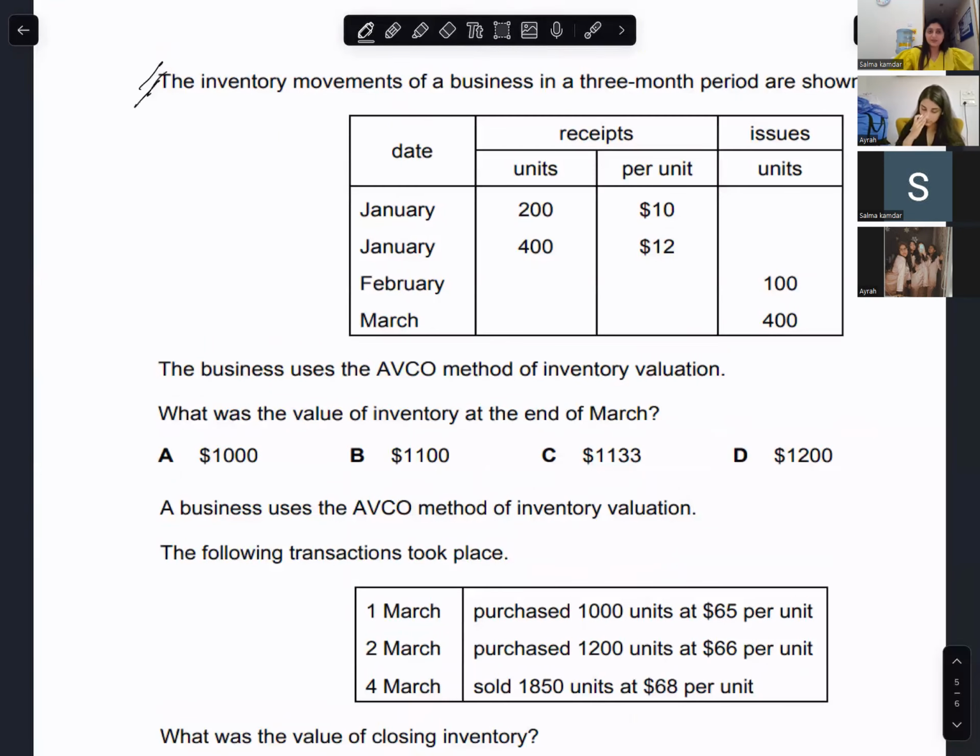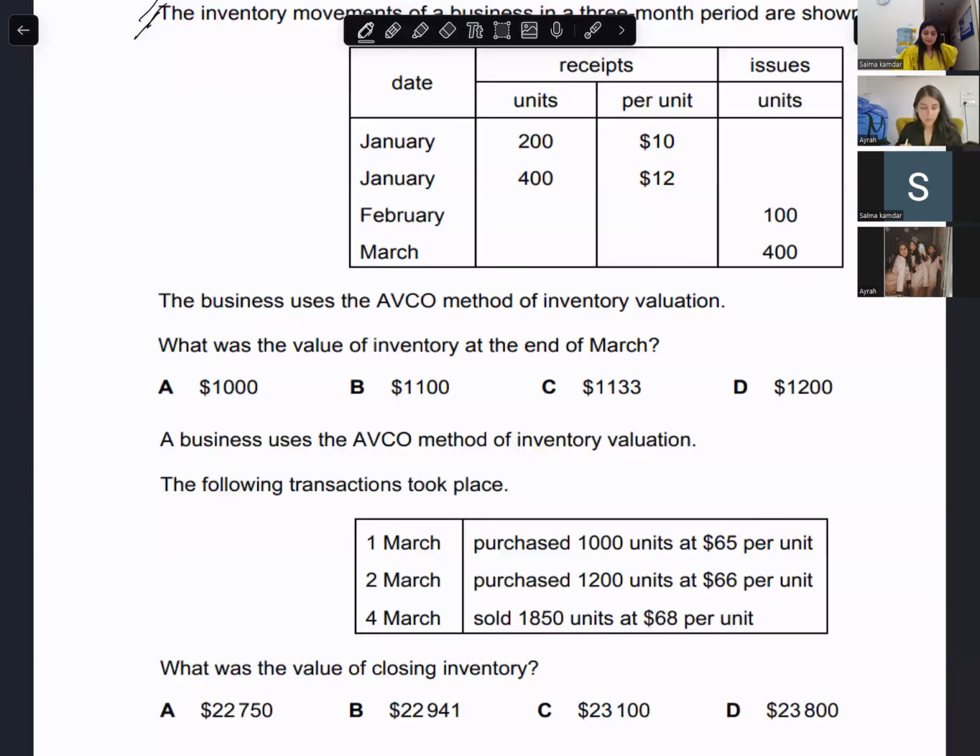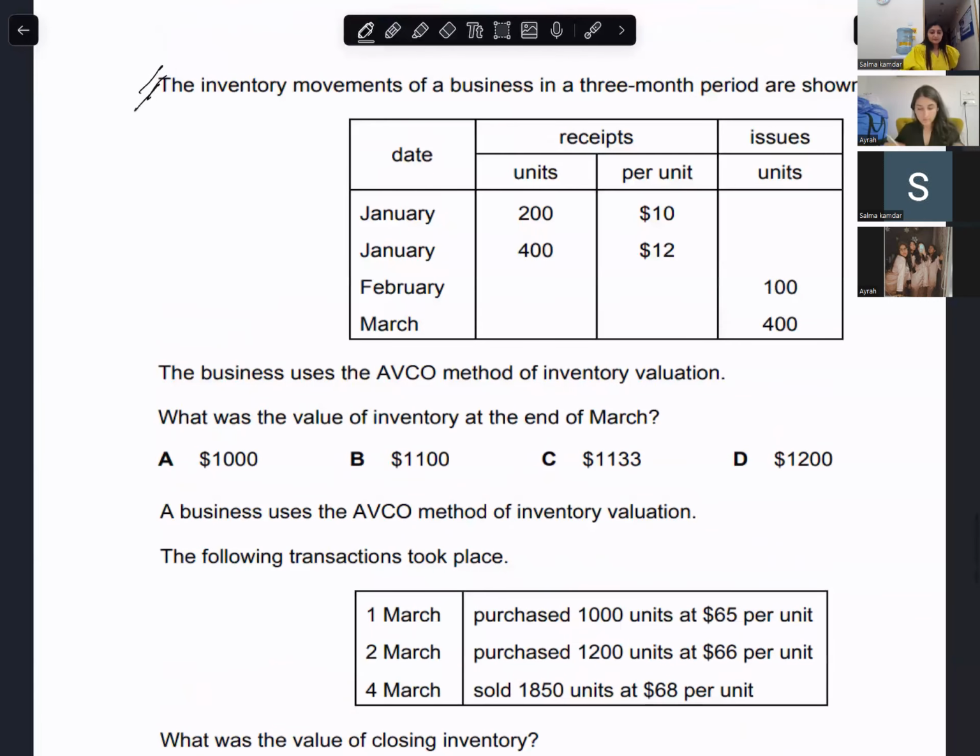Try this, I will pause the video. So first you'll write quantity, rate and amount. Then you'll do 200 into 10, which will be 2,000. Then you'll do 400 into 12, which will be 4,800. You'll add both, you'll get 6,800. And then you'll get the rate. You'll do 6,800 divided by 600, which will be 11.33.